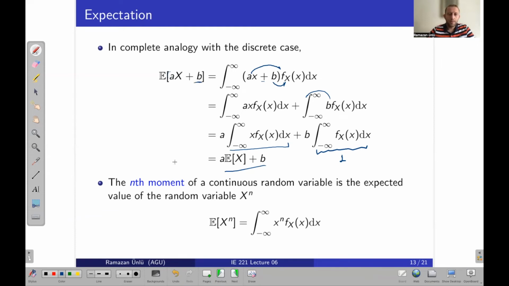Another thing is the first moment of the random variable. And I can also calculate the nth moment of the continuous random variable, okay? Which is the expected value of the random variable x to the n. I can calculate it as the expected value of x to the n, which will be equal to the integration of x to the n times the corresponding PDF, the PDF of x, okay? So please keep those in mind.